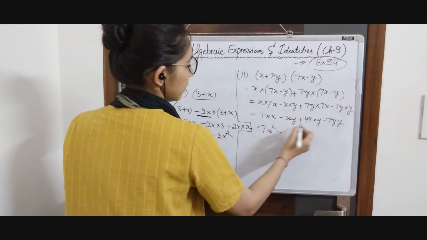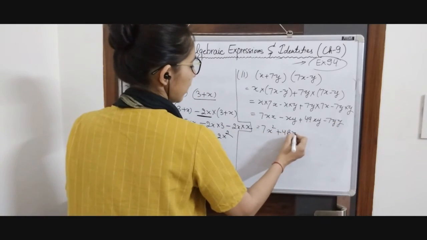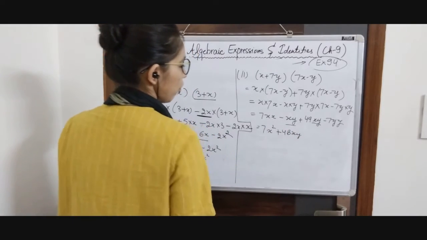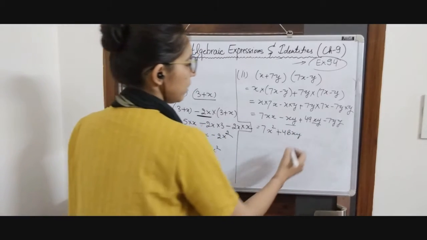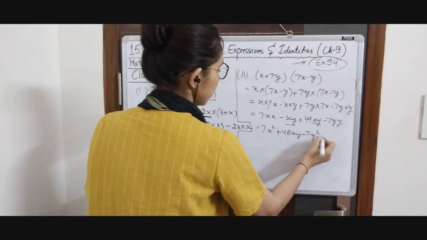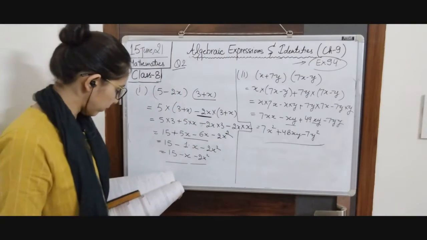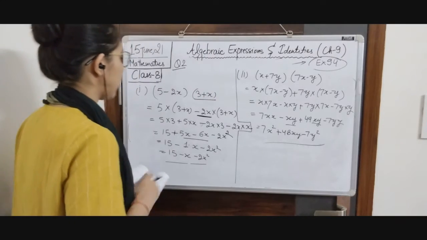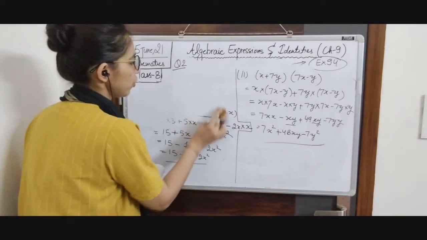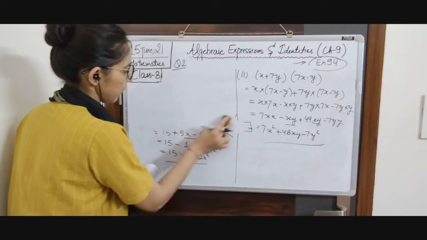Now it is going to be 48xy because these are like terms. We can perform the calculation on number part, numerical part, minus 7y square. This is our answer. We are going to do one more part of this, that is fourth part. Then we will move on to question number 3.